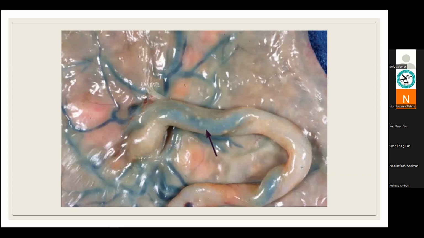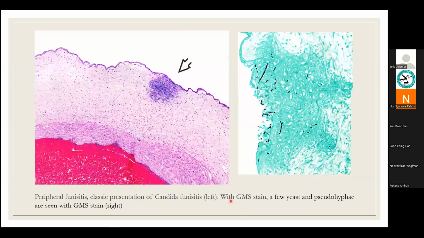Under higher power, on histology, it will usually be at the periphery. We call it peripheral funisitis. Then we can do whichever stain you choose, whether PAS or GMS. You can see the hyphae or yeast under the special stain. Okay, that would be number two.